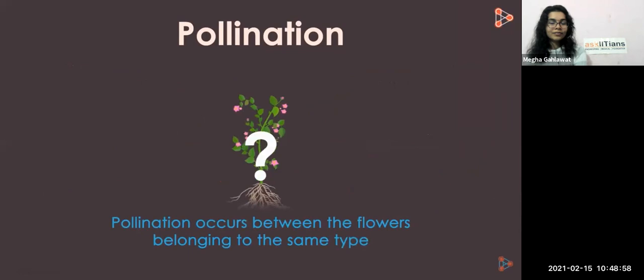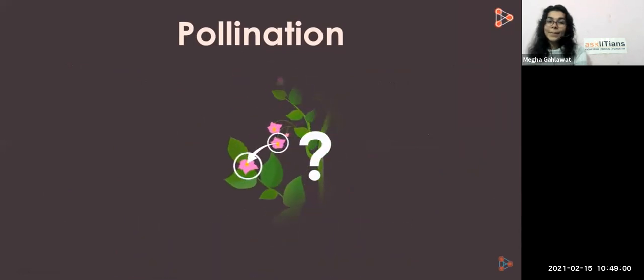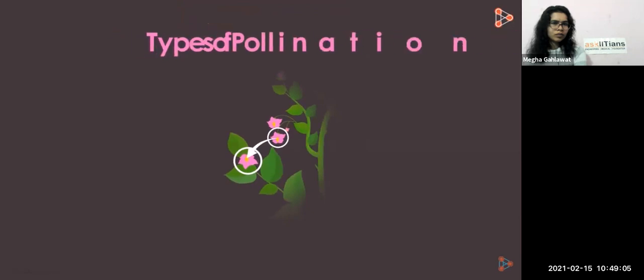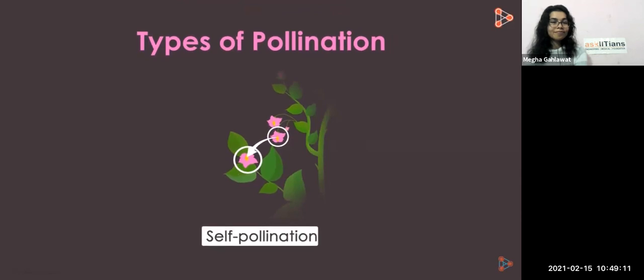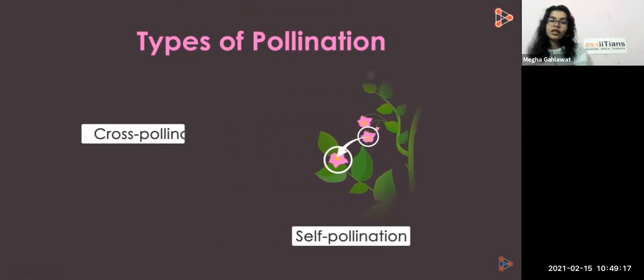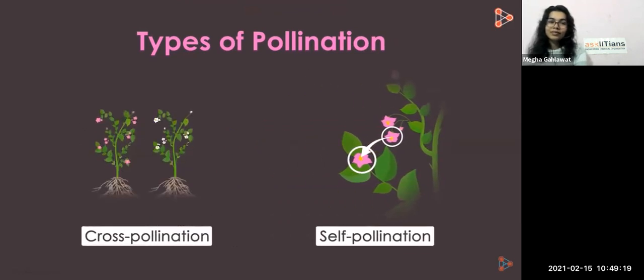And does that mean pollination occurs only between two flowers born on the same plant? That question leads us to the types of pollination. The type in which pollination occurs between flowers born on the same plant is called self-pollination. So what will the next type be? The other type of pollination is called cross-pollination, where the pollens travel from the anther to the stigma of a different flower on another plant.